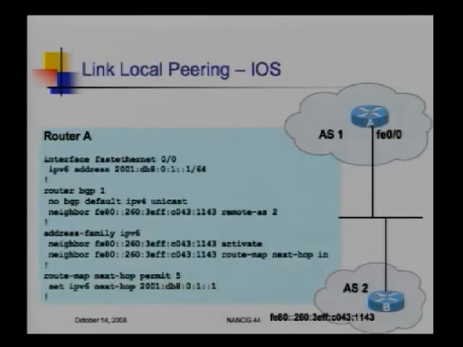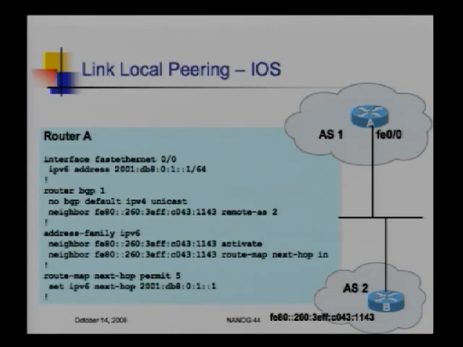Link local peering, I include this just to show you how evil it can look. If you want to do link local peering in v6, well, there you go. Neighbor FE80, :263 FF3043, :1143, activate. And if the neighboring router address changes, then you have to go and reconfigure peerings.